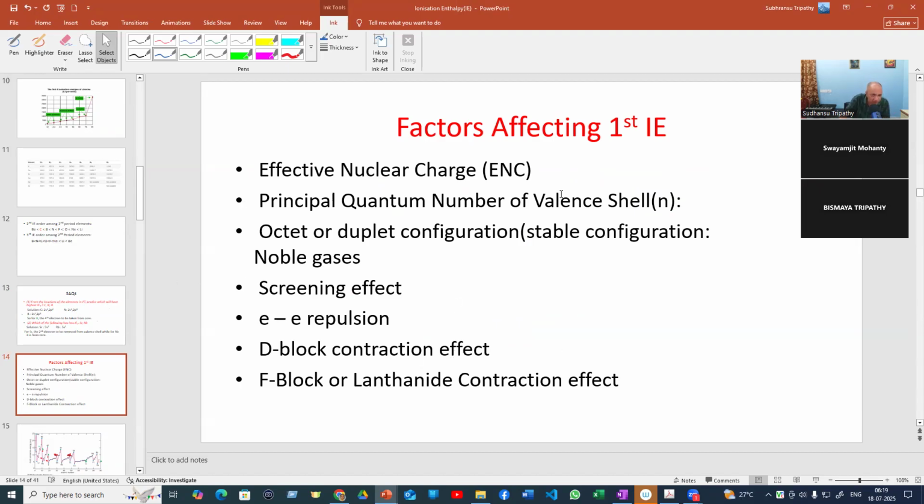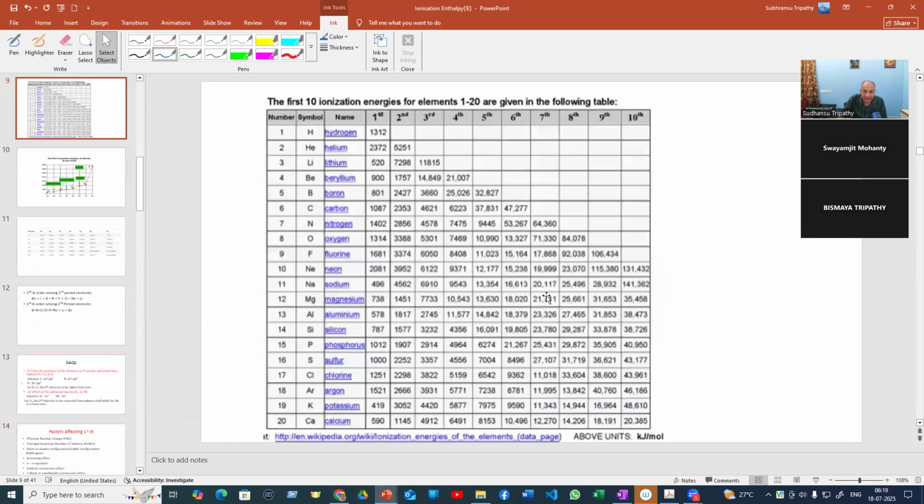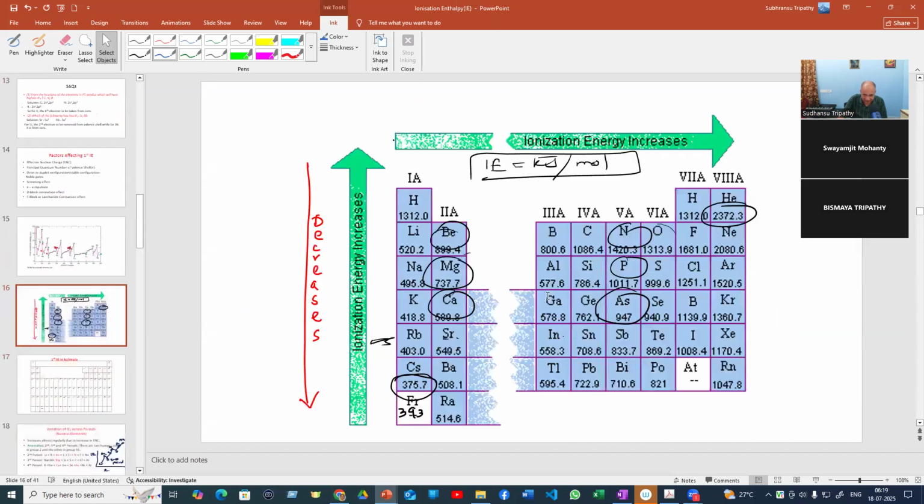The effective nuclear charge, principal quantum number n, down the group, octet or duplet configuration is stable, so more energy is required. Screening effect, electron-electron repulsion, all of these are there, which we calculate through sigma. d-block contraction effect is why gallium's IE is higher than aluminum's, and why all these fourth period elements in the p block do not show that much. You can have a look at the data to see how the middle row anomaly you will be experiencing. Mark this.